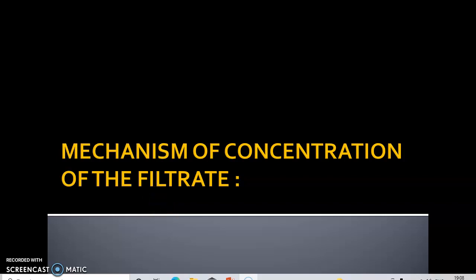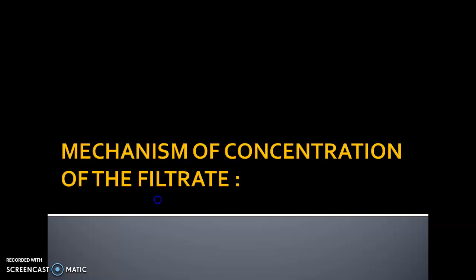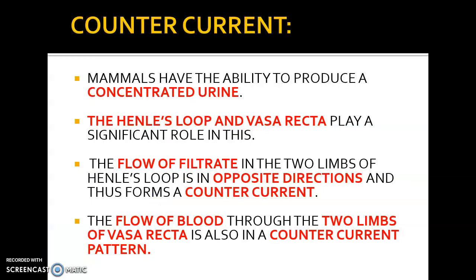So now we will be discussing the mechanism of concentration of the filtrate. As we have discussed in the early part of this chapter, it is important for terrestrial animals to conserve water, and hence concentration of the filtrate, which finally becomes urine, is very crucial. So let's understand how the concentration of the filtrate actually happens.